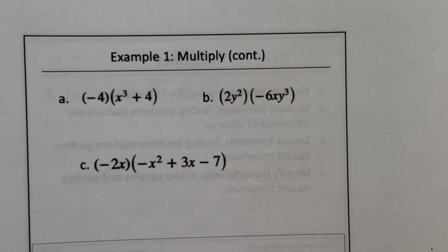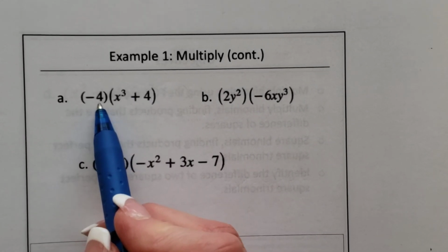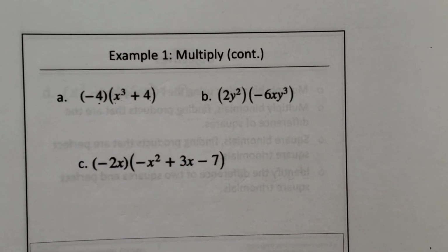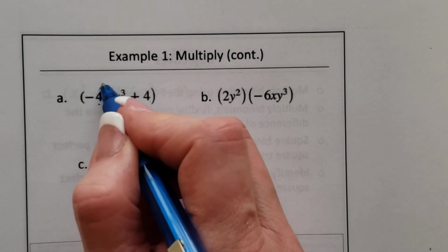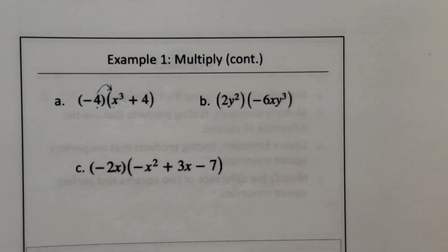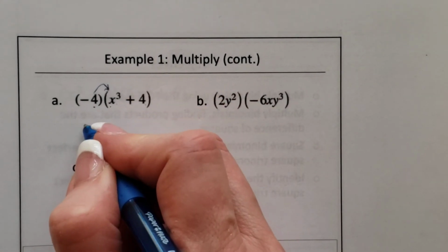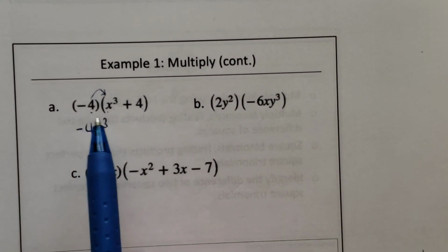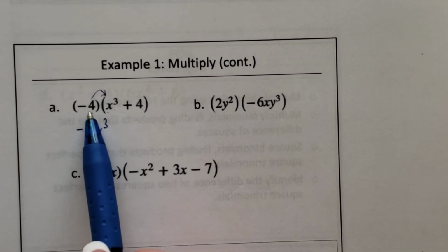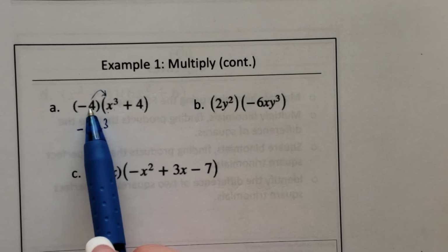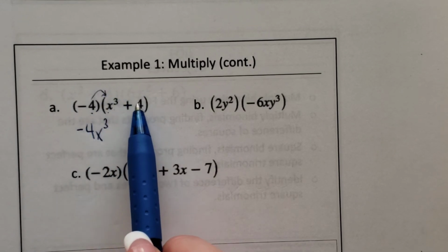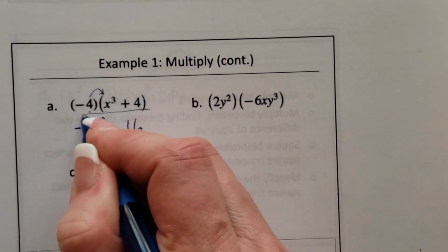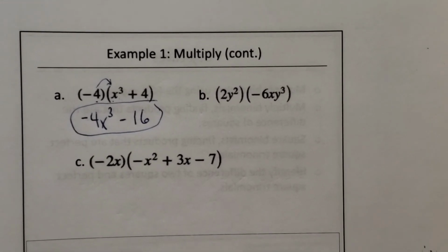All right, so letter A, I have a monomial times a binomial. So I should end up with 2 terms in my answer. 2 terms. So I'm going to multiply negative 4 times my first term, x to the third. So negative 4 times x to the third is negative 4x to the third. And now I multiply this number times this term. Well, negative 4 times 4 is negative 16. That's the final answer. 2 terms.